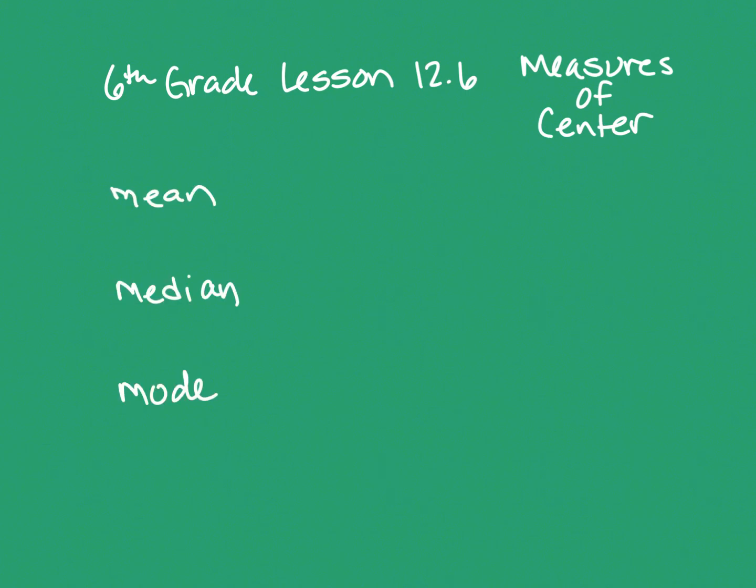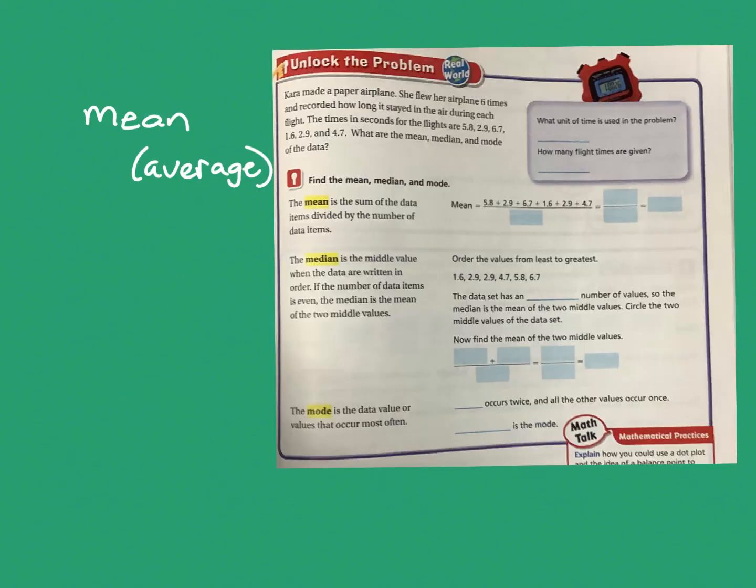And this lesson focuses in on the measures of center of mean, median, and mode. Mean, median, and mode. Those are the three things you're going to learn as three different measures of center, three different ways to measure the center data point. Three different possibilities. We'll start by talking about the mean, and then we'll talk about median and mode. Let's start off with the unlock the problem.